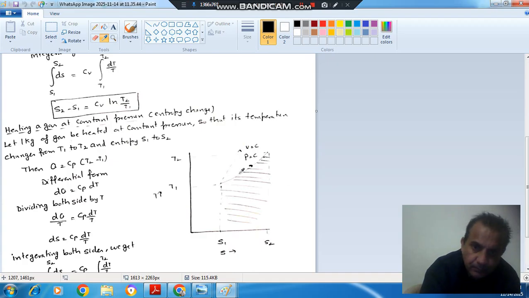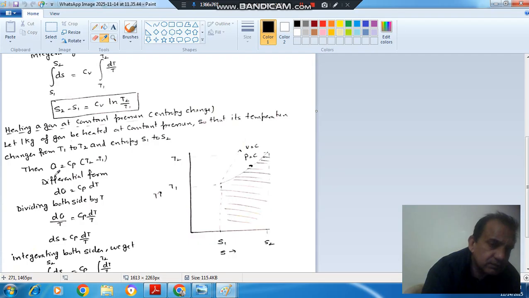So here this is the process, and again the gas is heated. Gas mass is 1 kg and it is heated at constant pressure, and so temperature changes from T1 to T2 and entropy changes from S1 to S2. So this is your constant pressure heating, and this is your constant volume heating. Slope is different, okay. The end condition for constant pressure heating is this, and the initial condition is this. So this is S2 and T2, this is S1 and T1.